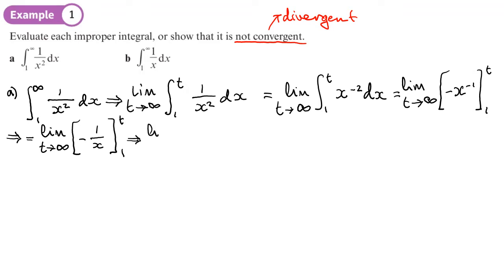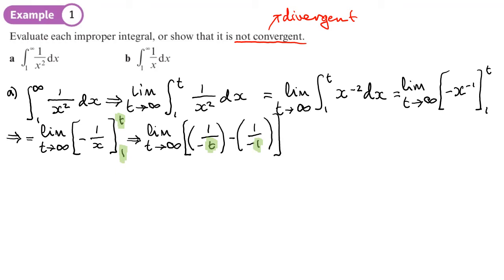So we now substitute in the limits. So that's going to be the limit as t approaches infinity of 1 over negative t minus 1 over negative 1. So all I've done is substitute in those limits. So this is just like normal integration, so you can see that these are the limits here that have just been substituted in. And we want to see what happens.